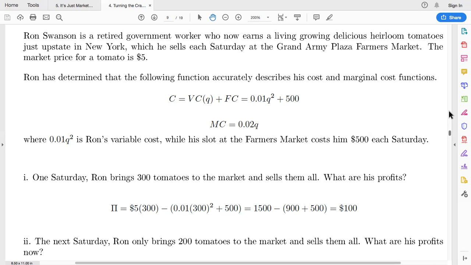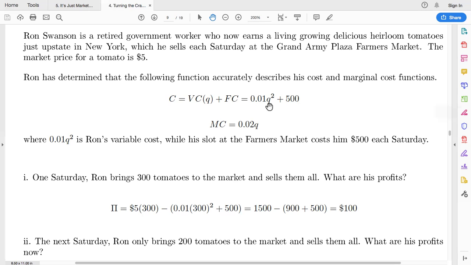So in this particular example, we have Ron Swanson, who is a tomato farmer. And the important stuff is that first, the market price for a tomato is $5. So he can sell his tomato at the farmer's market for $5. And then here's his cost function. And his cost function has two components. It has a variable cost component.